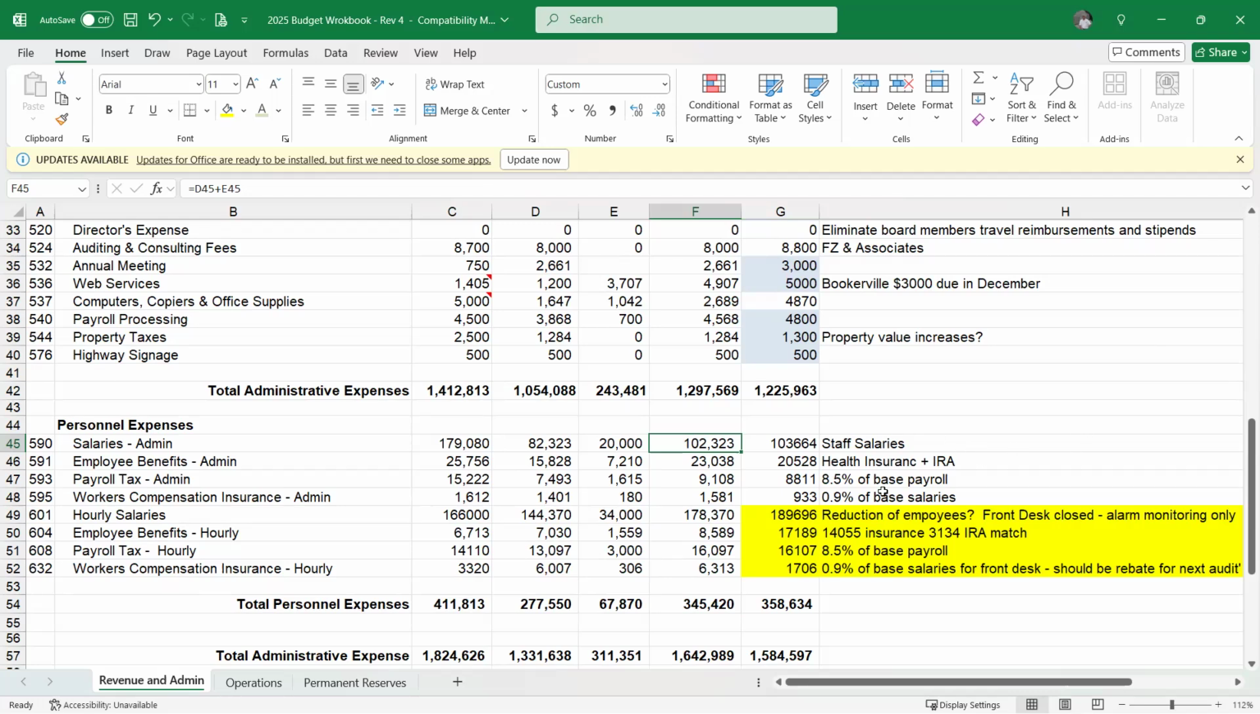Okay. Yeah, under administrative expenses, one thing that we want to explore for 2025, if the other board members would like to, is affordable HOA software.